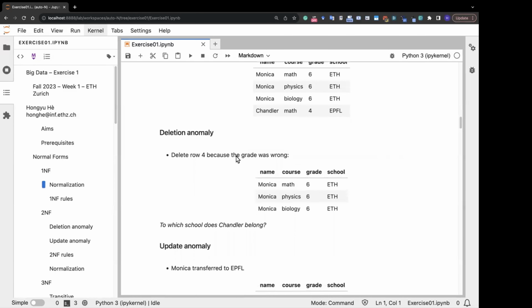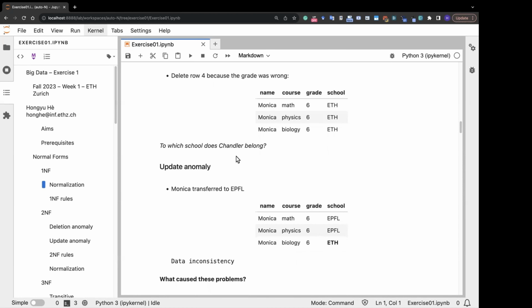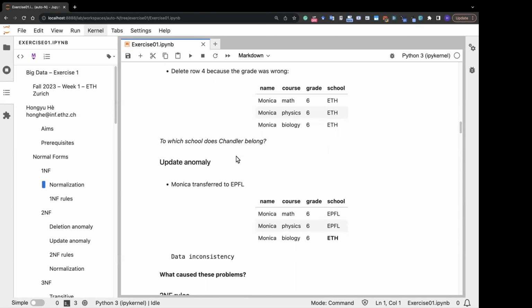This is called the deletion anomaly, and we also have an update anomaly in this table. It could happen, for example, if we want to update Monica's transfer to EPFL. While the database is doing this update, something happens, and because it's not an atomic operation, it can break in the middle. In this case, the last row was not updated, and so this also causes data inconsistency.